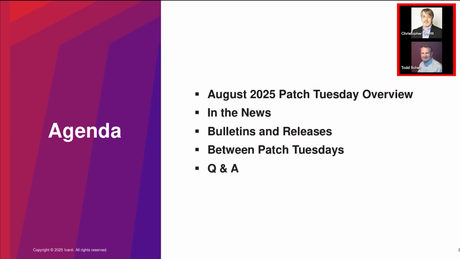So we're going to go through what released yesterday. We're going to talk a little bit about the latest news, cybersecurity events, vulnerabilities being exploited, things like that you may want to be aware of. And then we're going to switch over to going through the bulletins released in our catalog yesterday. And then Todd's going to walk us through what we call between the Patch Tuesdays.